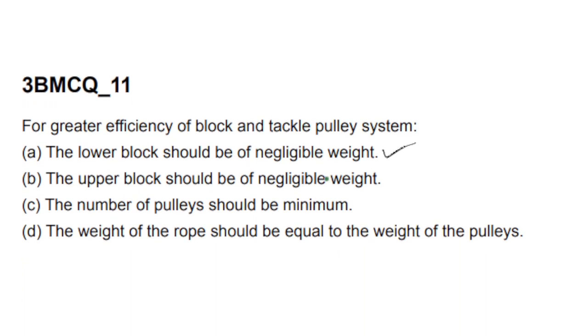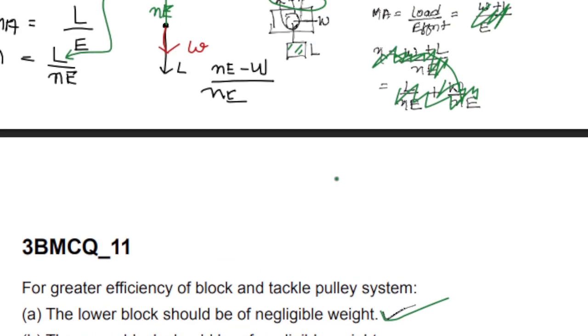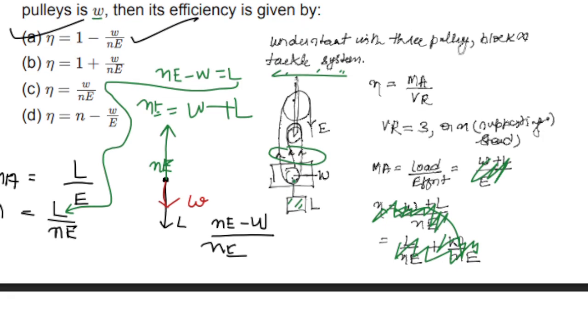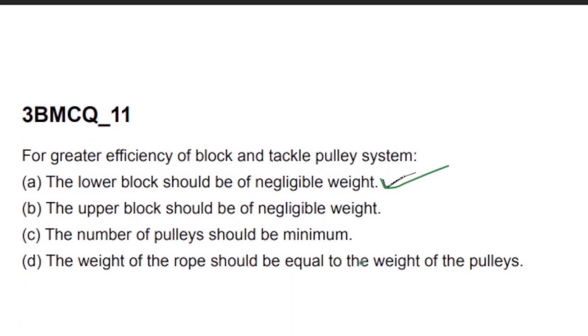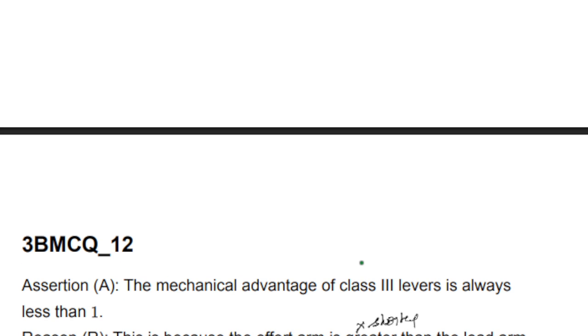For greater efficiency of block and tackle pulley system, the lower block should be of negligible weight. Why? Because the less extra we have to pick up beyond the load, the better. Otherwise, if you make the lower pulley very heavy, what will happen? We'll end up pulling this also. Then we have to put more effort. That will decrease our efficiency of picking up the load. So that is why we should keep it negligible. Okay, let's go next.